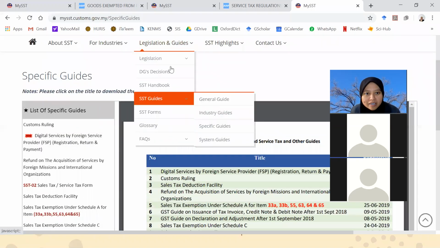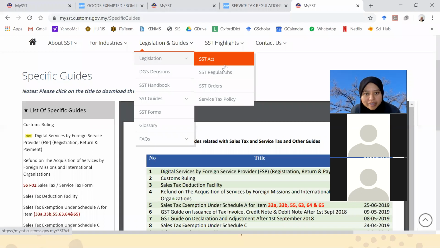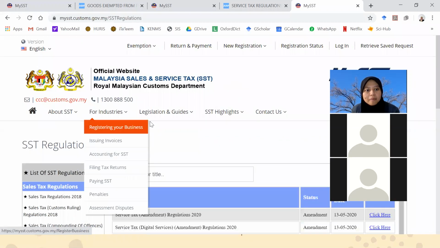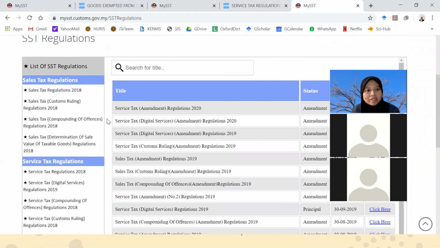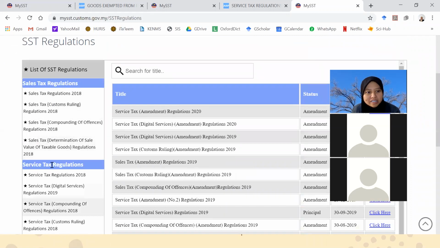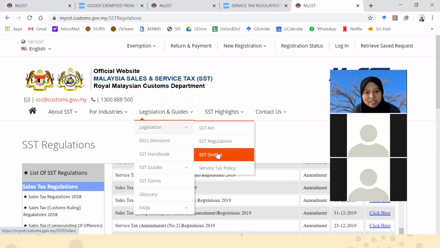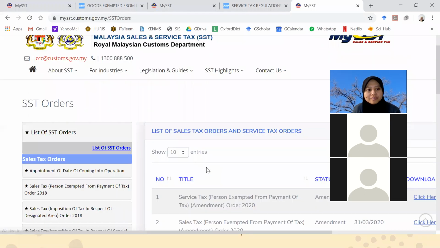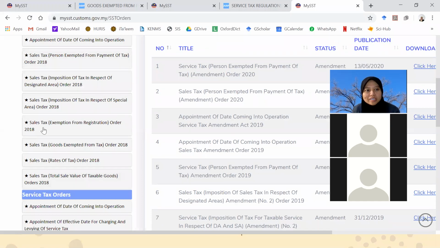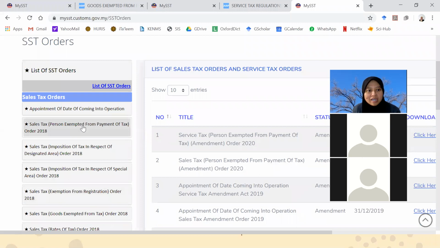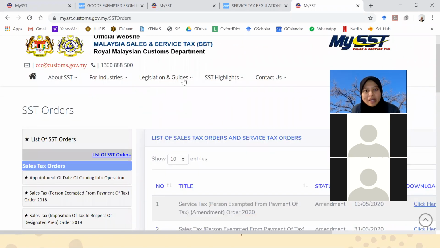and then under legislation, apart from the act itself, there are a lot of sales tax regulations, service tax regulation here with all the amendments. You can see how frequent the amendments are happening. And also this is regulation. The other one is SST order. There are also orders, sales tax, this order, that order, so many things. They are all in here.